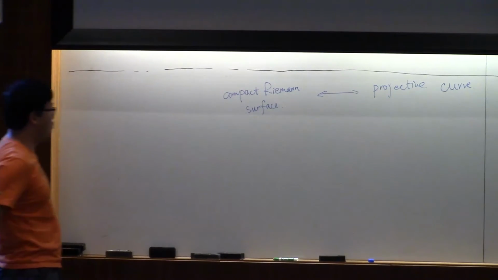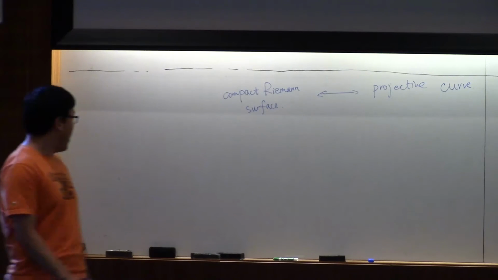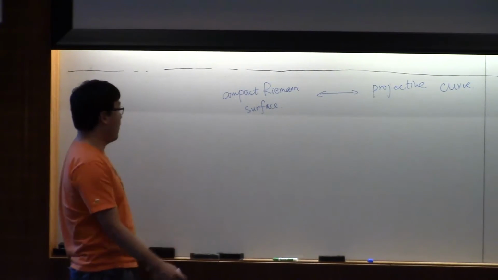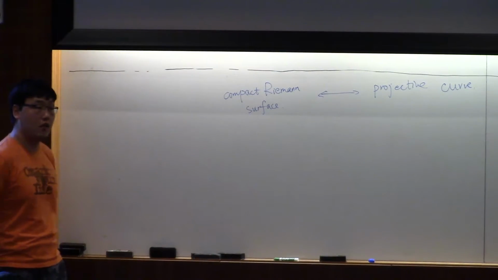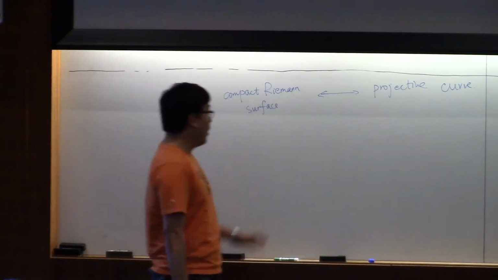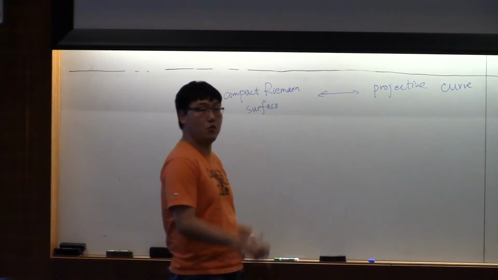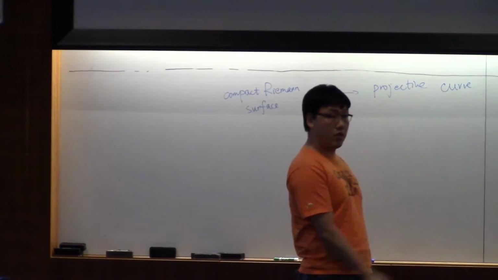A compact Riemann surface has a very good property, namely the only holomorphic function defined on the whole compact Riemann surface must be the constant function. In algebraic geometry, you cannot consider transcendental things. You can only consider rational functions. But you have a similar result here.